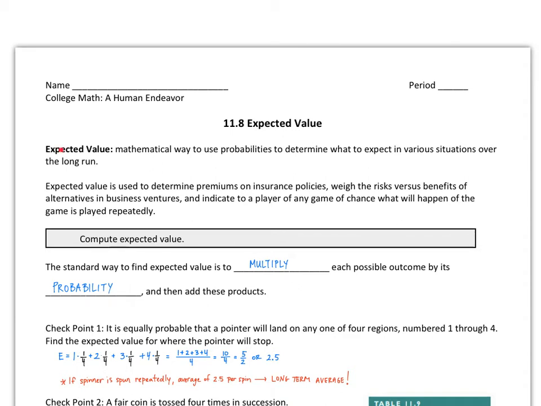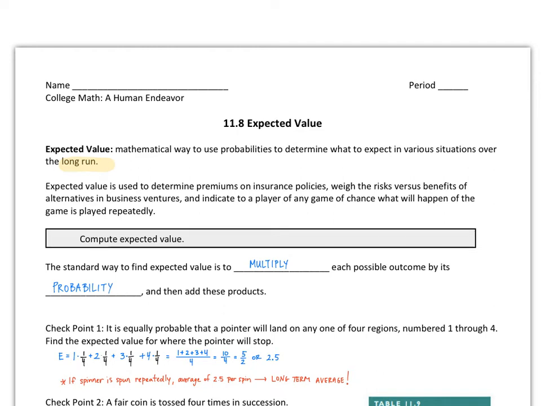Expected value is the mathematical way to use probabilities to determine what to expect in various situations over the long run. So that's kind of key there. In the long run, what's going to happen if we continue doing the same thing? Expected value is used to determine premiums on insurance policies, weigh the risks versus benefits of alternatives in business ventures, and indicate to a player of any game of chance what will happen if the game is played repeatedly.